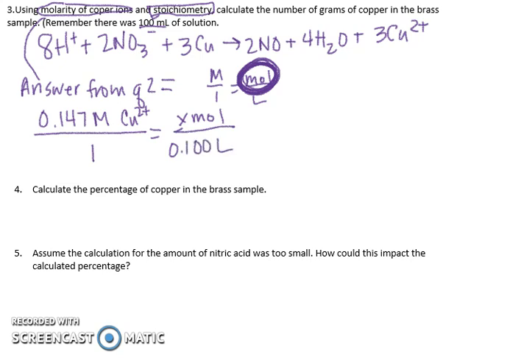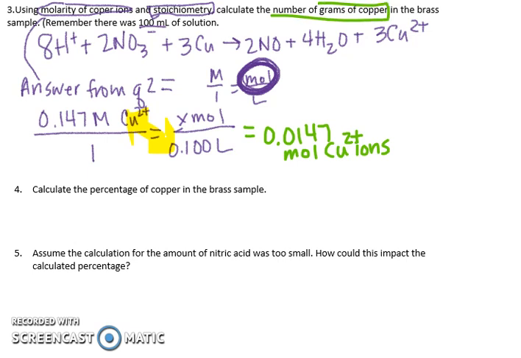I am going to go ahead and cross multiply those numbers and get an answer. And so once I get that answer, that's moles of copper ions, right? That's what we were looking at. All right, so moles of copper ions, they don't want to know moles of copper ions, they want grams of copper. So here's where I need to go to my stoichiometry.